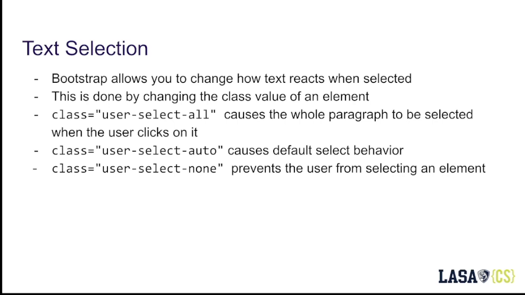So when you set the class to user-select-all, the whole paragraph is selected when the user just clicks on it once. User-select-auto is just default select behavior. So if you double click, it selects a word, and if you click again, it selects the whole paragraph. And class user-select-none prevents the user from selecting an element at all.